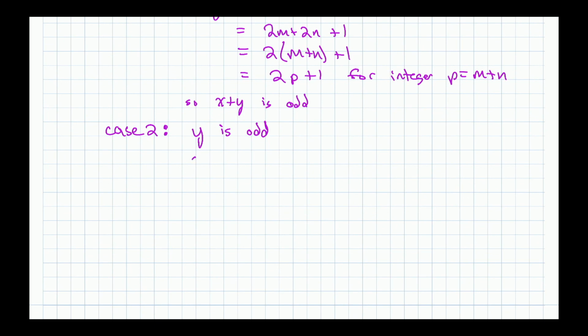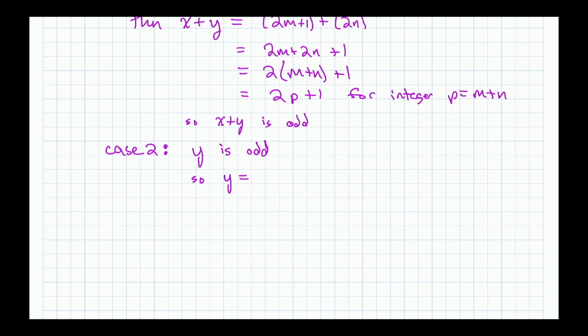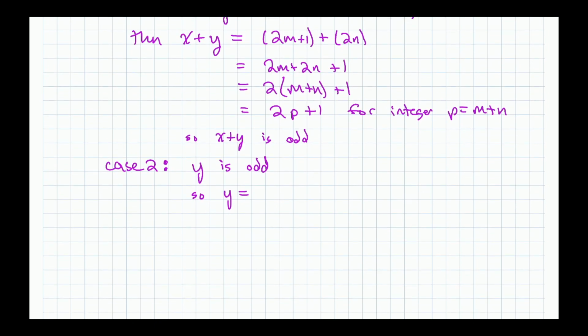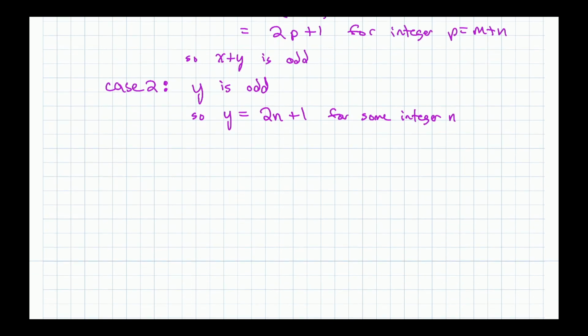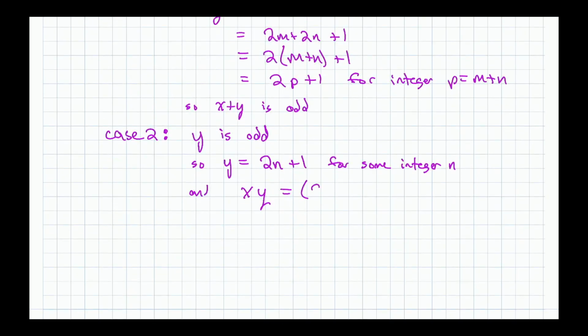So y is odd. What's that mean? It means y is 2 times something plus 1. Now I could maybe use the same n. I could, yeah, because this is a separate case, so it's okay to reuse the variable names now. So y could be 2n plus 1, for some integer n. And let's work out what xy is now. So x times y is x, which is 2m plus 1, times y, which is 2n plus 1.